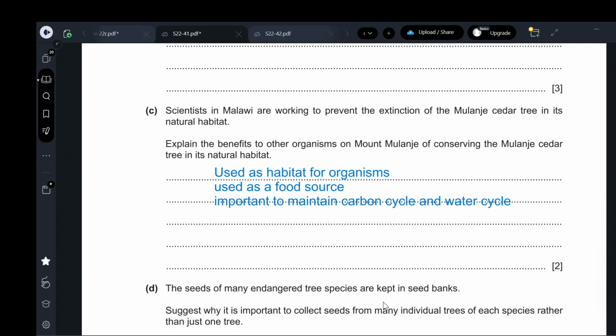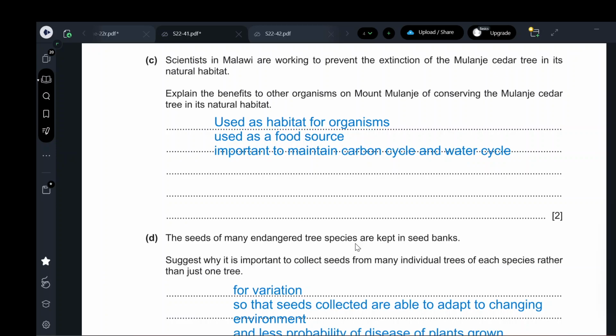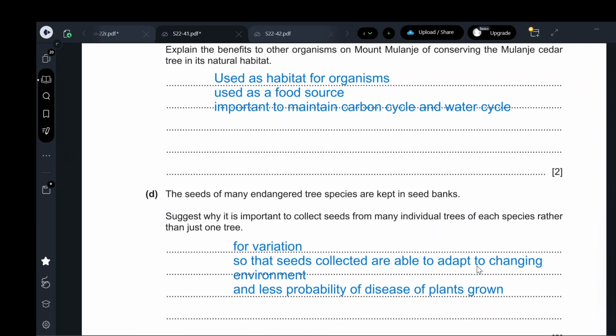Why is this? We have to take them from different populations in order to increase the variation. I want the offspring to be variable. There's a lot of variation between them, okay? So they're able to adapt to the changing environment and allow evolution. Also, so that there is less probability of diseases. If they are from the same population or from the same family, this increases the risk of genetic diseases or inherited diseases. So if you take them from different populations, you are decreasing the probability of disease.